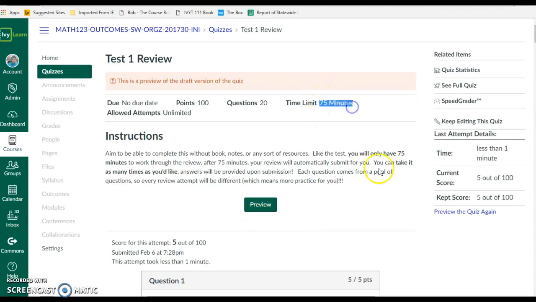After 75 minutes, it will kick you out. So you do have to kind of make sure you're paying attention and you're working hard. So that's kind of where we're at and what this is about. So this is important that you do. This grade will not be dropped from any of your quizzes. It's going to go in as a quiz grade, and it really will help prepare you for the exam.